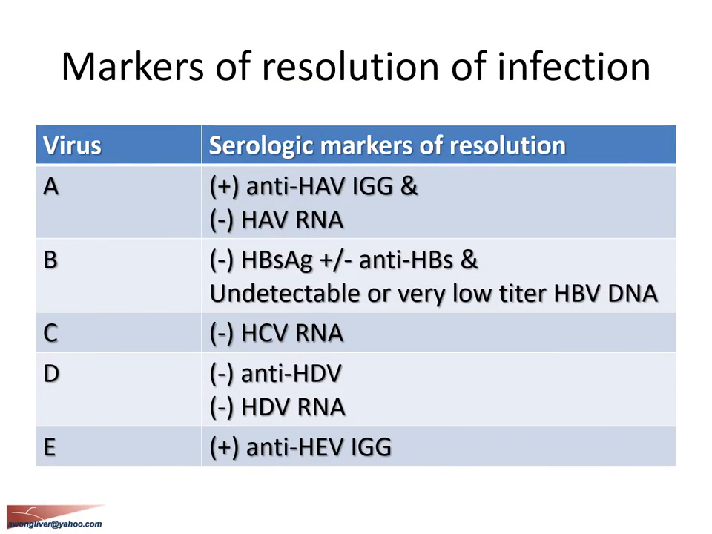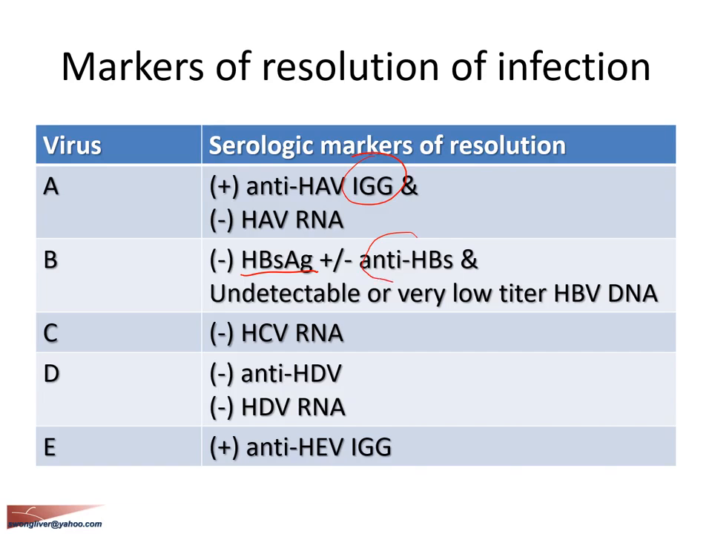So again, what are the markers of resolution? For hepatitis A, you should have the IgG. And if you happen to check for it, your HAV RNA should also be negative. What about B? For B, your HBs antigen should be negative, okay? Because you resolved the infection.